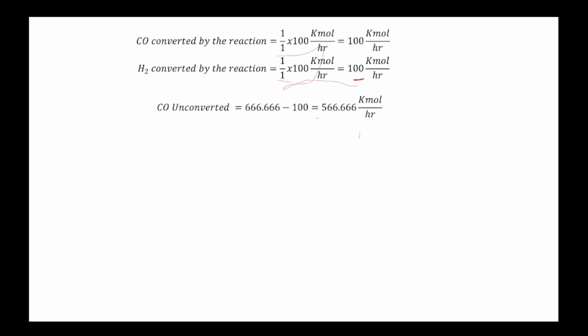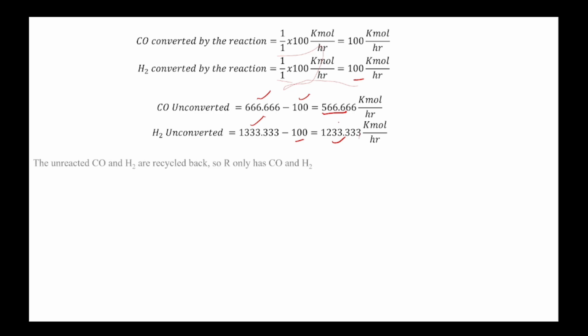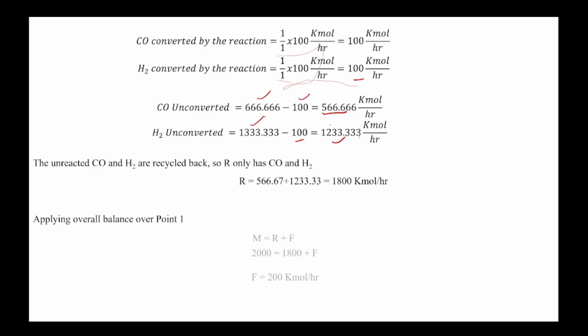CO unconverted is the feed minus what is converted. H2 unconverted is the feed minus what is converted; nothing else is going out of any component. So adding these two will give the recycle. Now apply the overall balance on point 1, as I said earlier: F is equal to R plus M, which is R plus F. So the recycle is 1800 and F is equal to 2.